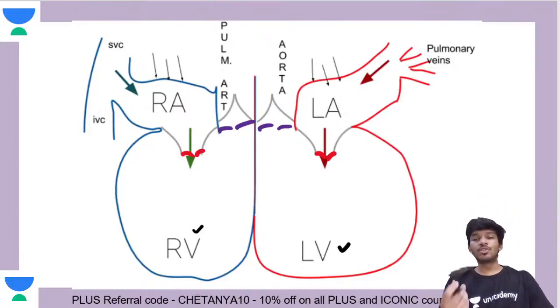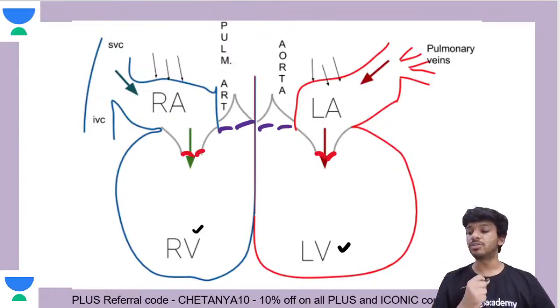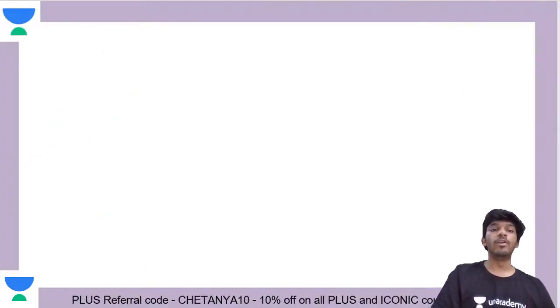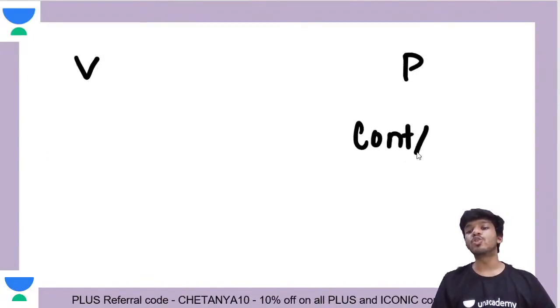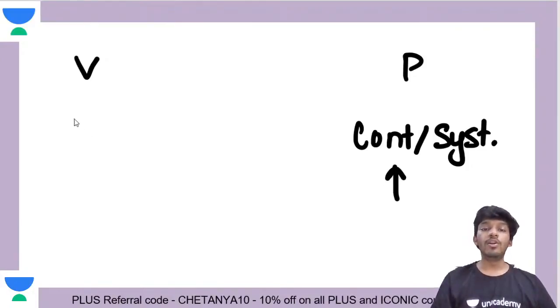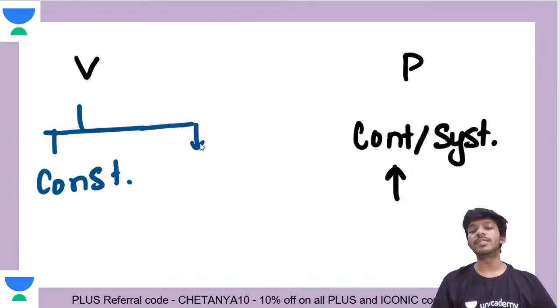So when you start systole, you have to understand one thing. When systole begins, you have isovolumetric contraction. Now, what is the meaning of isovolumetric? There are two kinds of quantities. One is volume, one is pressure. Since contraction is going on, one thing is very obvious: all the time, the pressure will increase. But the volume is initially going to be constant, and then it will change.